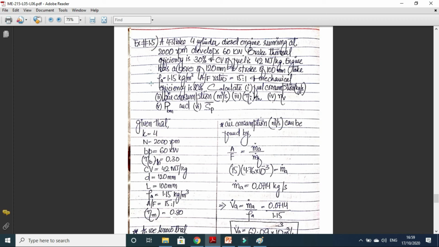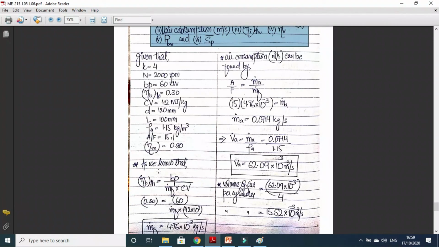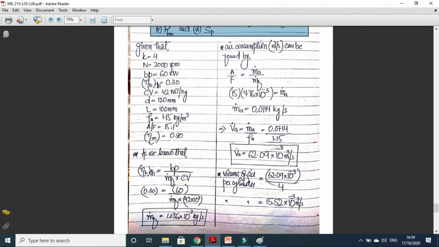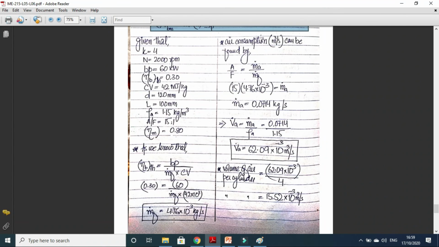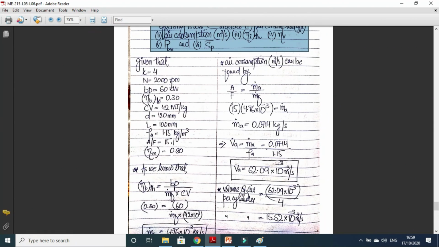So it's a very good numerical where you have to find many parameters, so we should use different formulas for different parameters. Let's start with the brake thermal efficiency formula. Brake thermal efficiency is given, brake power is given, calorific value is given. So with this formula we can easily find the mass flow rate of fuel. When the mass flow rate of fuel is known, with the help of air fuel ratio you can find the mass flow rate of air.